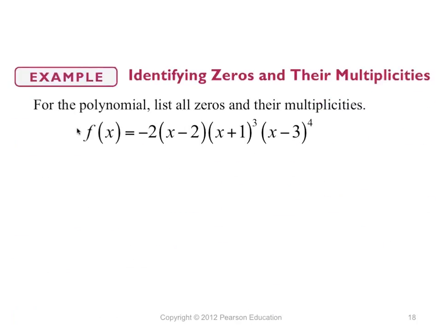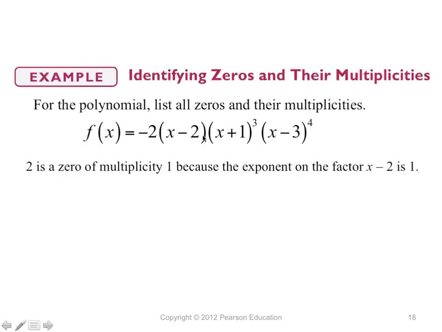Okay, now we're going to do it going backwards, where they give us the function and then we have to list all the zeros and their multiplicities. So let's say we have f of x equals negative 2, that's the a in this case, times x minus 2 times x plus 1 cubed times x minus 3 to the 4th. We set each piece equal to 0. If we take x minus 2 and set that equal to 0, we should get 2. That's one of the zeros.